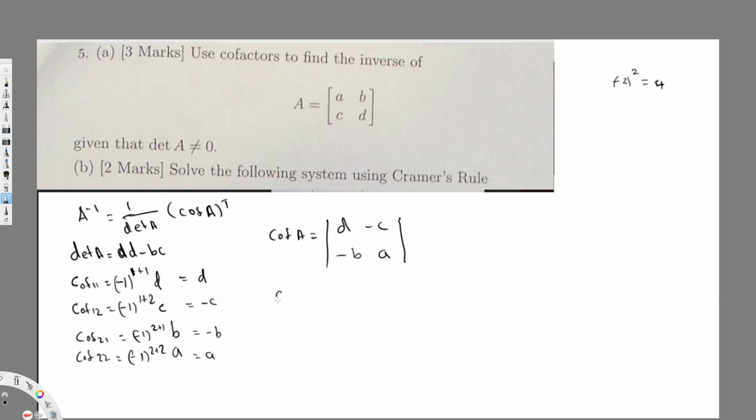Now I have to find the cofactor A transpose. Cofactor A transpose is simply the flip of this one. So it's going to be D, minus C, minus B, A. This is the transpose. Then I simply apply this equation. A inverse is equal to 1 over determinant A, which we have found already, AD minus BC, multiplied by D, minus B, minus C, A. So this is my final answer for this question.